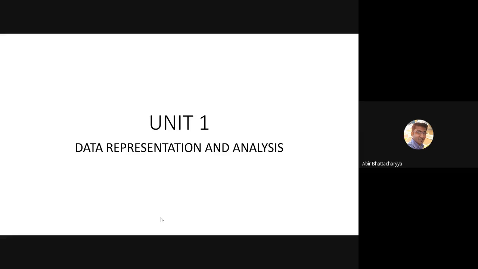Okay, so data representation and analysis, unit one. So we are going to start now. Unit one is of statistical techniques. Statistics can be divided into two portions, called descriptive statistics and statistical inference. As per the syllabus, you have the descriptive statistics, not the statistical inference.